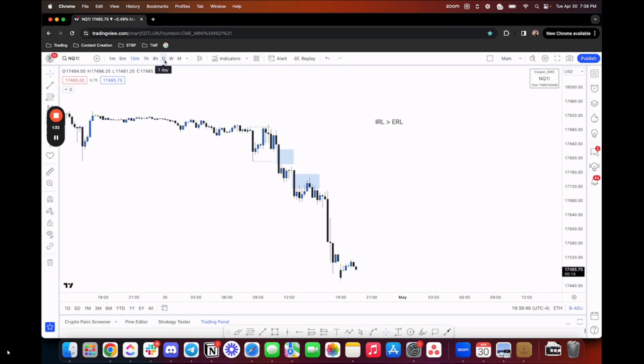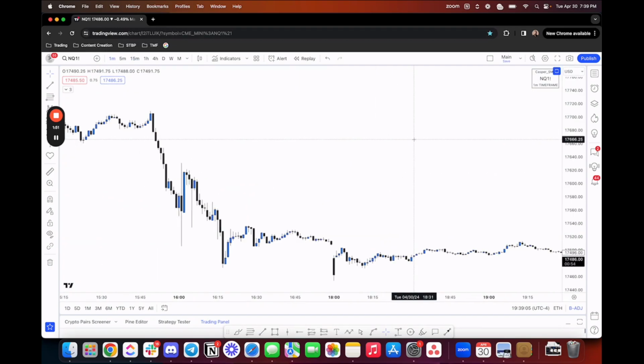The daily, like if we had a daily fair value gap or daily high or low, we'd use a 1-hour market maker model. If we had a 4-hour point of liquidity, whether it's ERL or IRL, we'd use the 15-minute. If we have the 15-minute, we're going to use the 1 minute for our lower time frame.